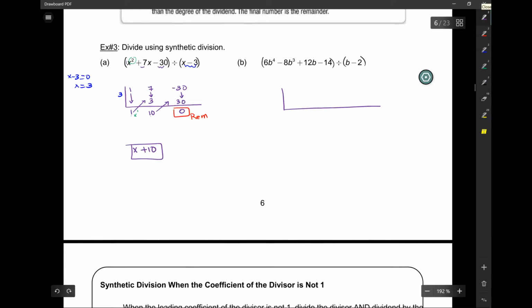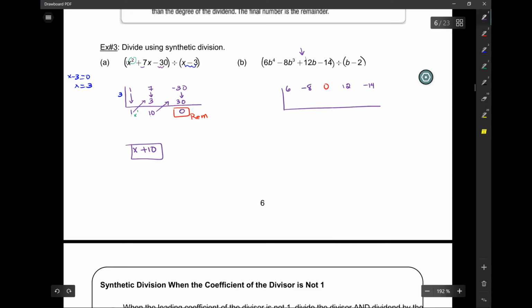Now here, let's look at the exponents. b to the power of 4, 3. Okay, you're missing an exponent of 2, and then there is 1 and 0. So here, let's put in the coefficients. 6, negative 8. Now remember here, you were missing the b squared. In its place, you have to put a 0, then 12, then negative 14. So if you look, you have exponent of 4, 3, 2, 1, 0. It always has to check out like that.